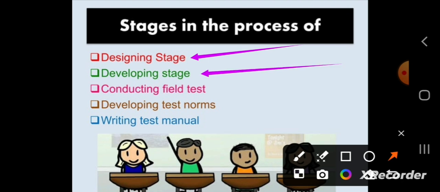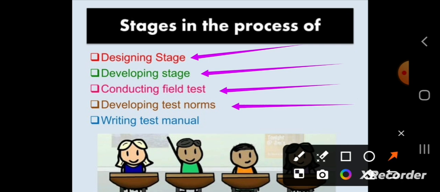Developing stage. Item creation. Develop individual test items, questions, based on the blueprint. Then pilot testing. Conduct small scale pilot testing to evaluate item clarity, difficulty and discrimination. Item analysis. Analyze item performance using statistical techniques, for example item difficulty index, discrimination index, to refine the test items. Conducting field test. Administration. Administer the test to a large representative sample of the target population. Data collection. Collect test responses, ensuring the data represents the full spectrum of performance across the population.